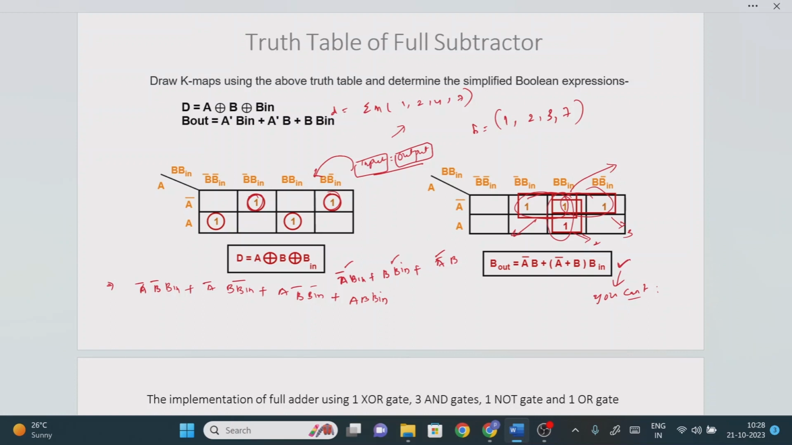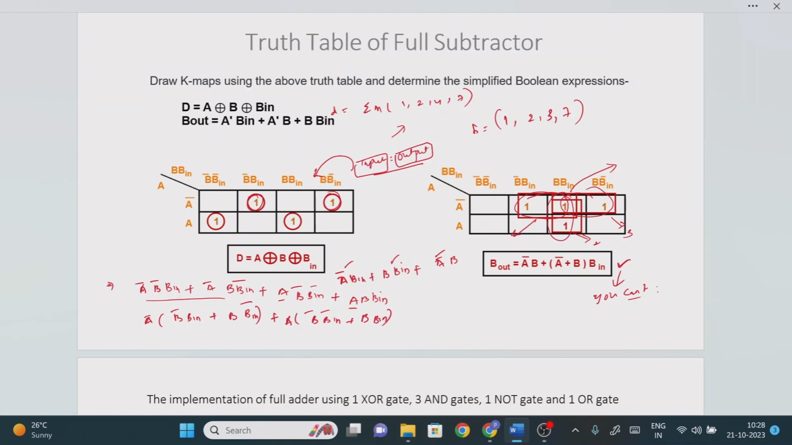Now if you observe here, what is the common thing in these two terms? A bar is common, right? I am taking A bar common, then it will be B bar Bin plus, what is that next one? B bar Bin, right? So this is common. So here if you observe, what is common? A variable is common, right? So I am writing B bar in plus B in.